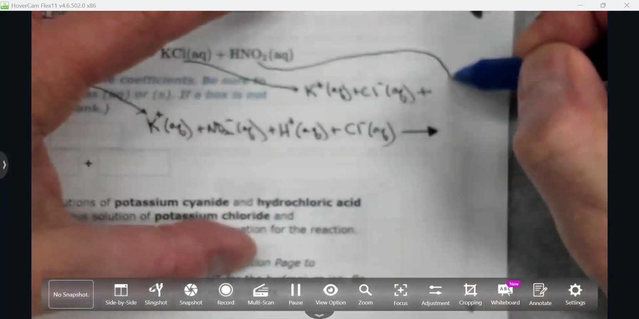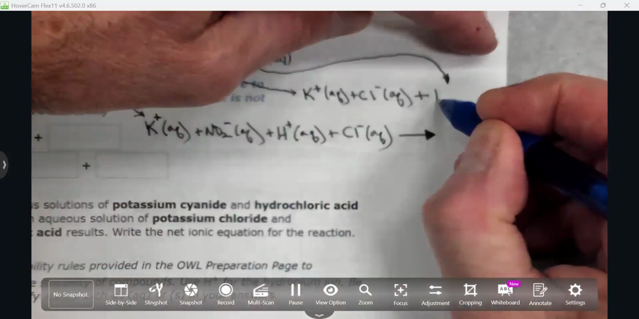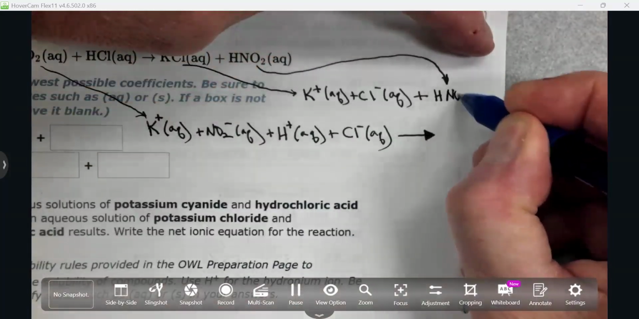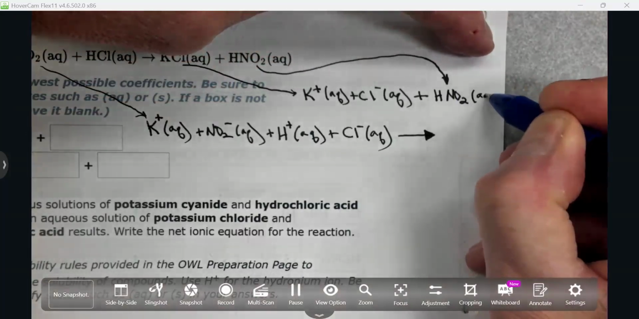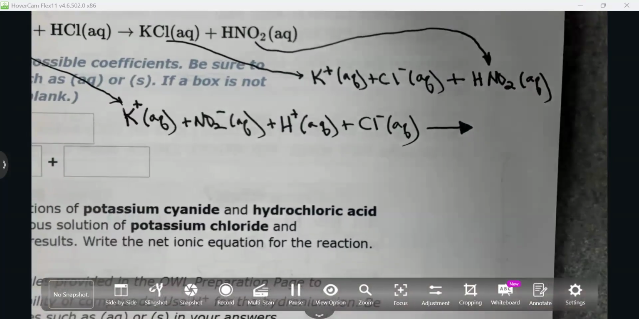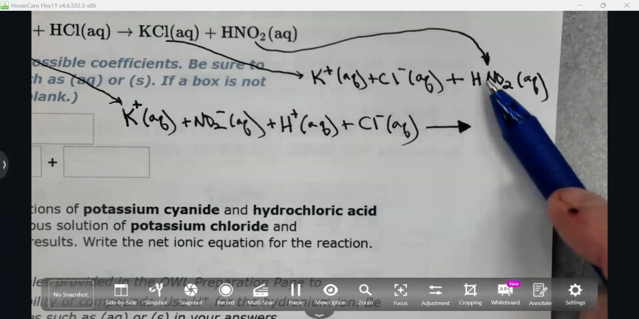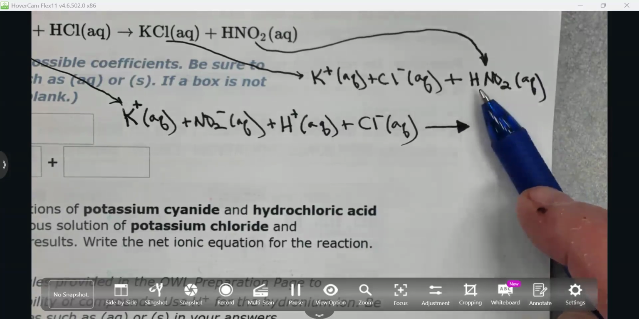This does not split because it is not a strong acid. This is going to stay together. That stays together. It is a weak acid. What does it mean to be a weak acid? You get few ions. And if you want more specifics, if you had 100 of these, maybe 6 of those hydrogens come off. Maybe 6.